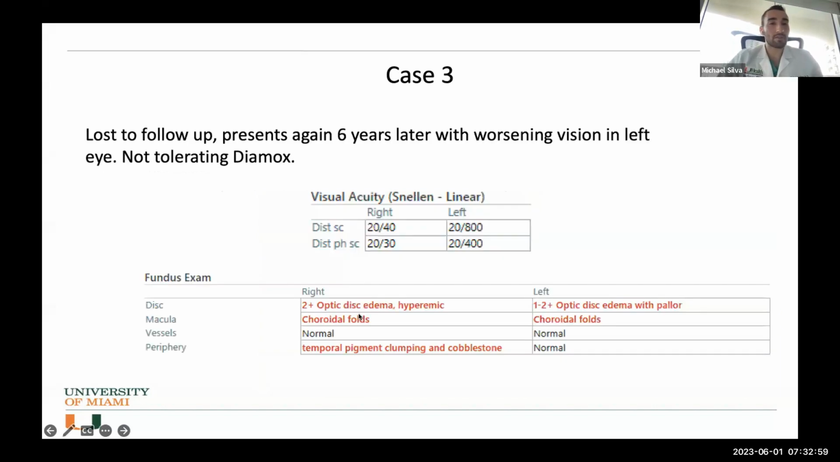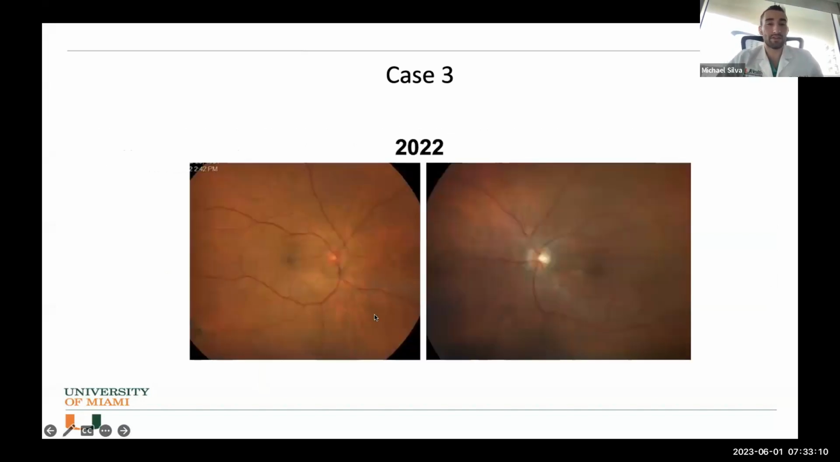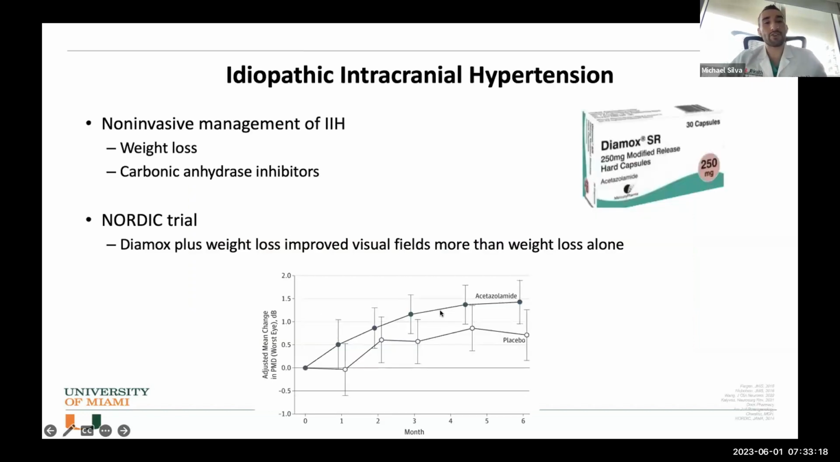He stopped the Diamox, wasn't tolerating it, and presents with worsening vision in the left eye, as well as slightly worsening vision in the right eye. The papilledema at this point has progressed. You can see here, this is six years later. The eyes are significantly worse. Classic story of IIH, idiopathic intracranial hypertension.